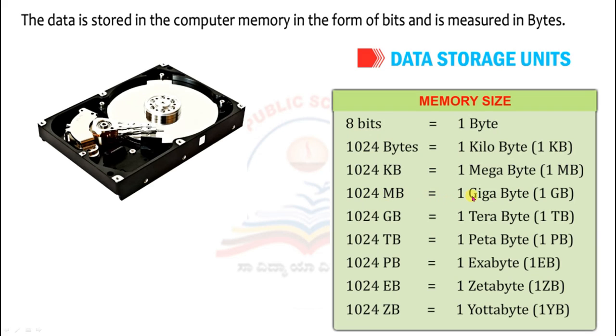1024 MB is equal to 1 gigabyte, 1 GB. 1024 GB is equal to 1 terabyte, 1 TB. 1024 TB is equal to 1 petabyte, 1 PB. 1024 PB is equal to 1 exabyte, 1 EB. 1024 EB is equal to 1 zettabyte, 1 ZB. 1024 ZB is equal to 1 yottabyte, 1 YB. Children, these are the data storage units. Hope you understood this: bit, byte and KB, MB, GB, TB, PB, EB, ZB, YB.